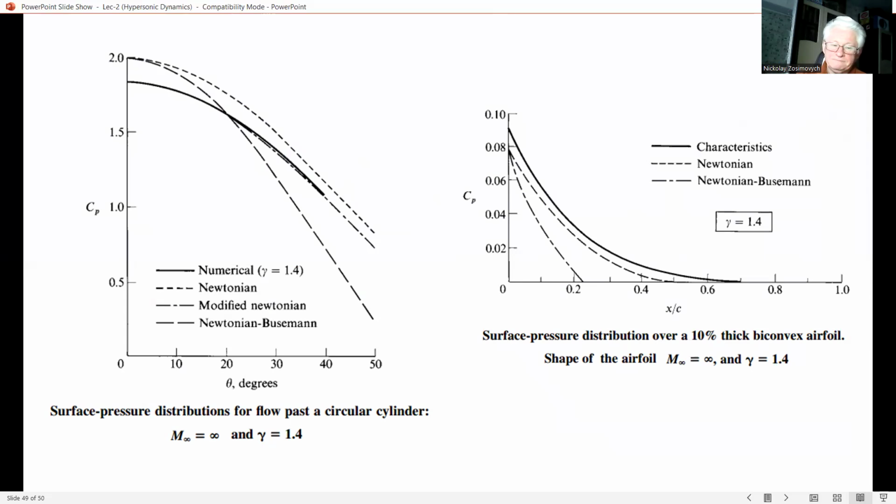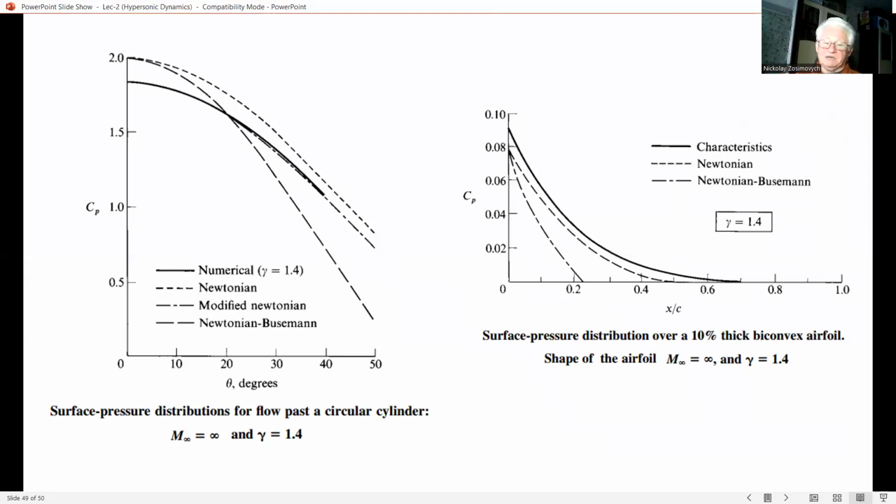Note that Newtonian theory gives the correct qualitative variation, but is off by a constant factor, and that modified Newtonian is quite accurate. However, the Newtonian-Busemann results are neither qualitatively nor quantitatively correct. A similar trend occurs for slender body cases, as shown on the right side of this slide.